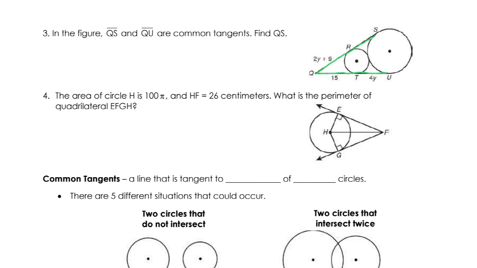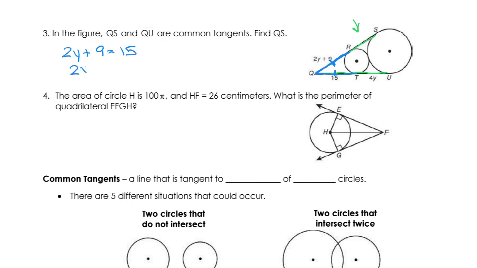Problem is we're missing this little segment here, RS. But what we do have is if we only look at part of our picture, QR and QT are two tangents to that little circle, and they have to be equal. So we could tick mark them. And therefore 2y plus 9 has to equal 15.